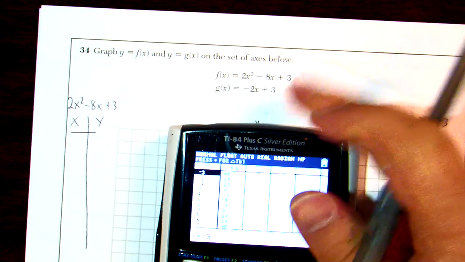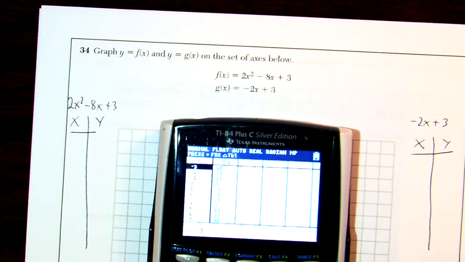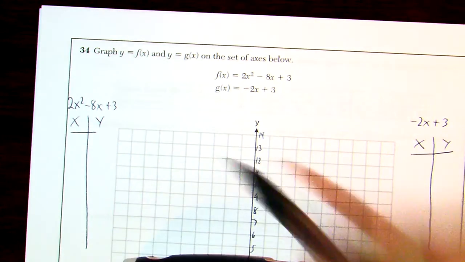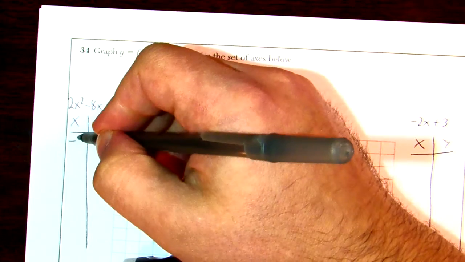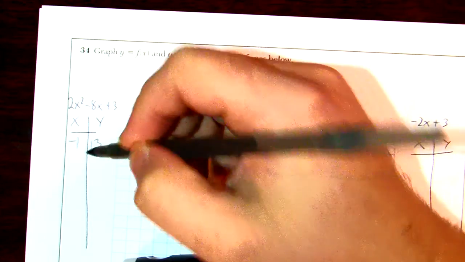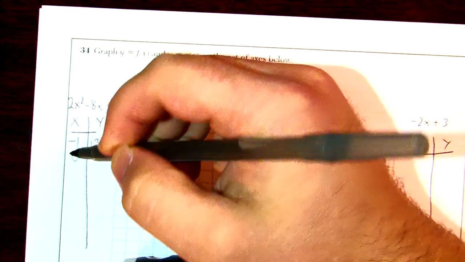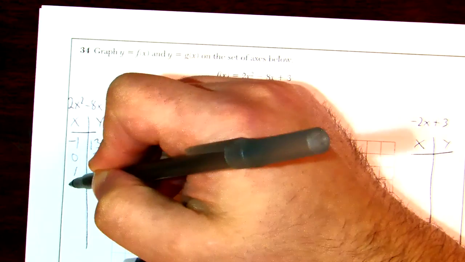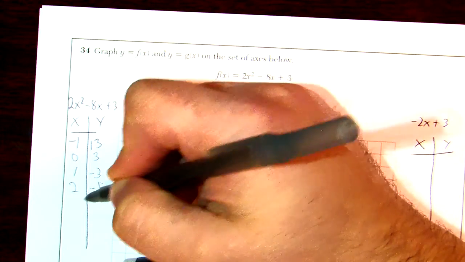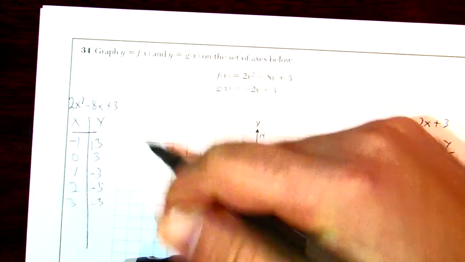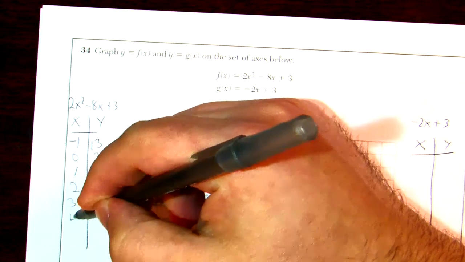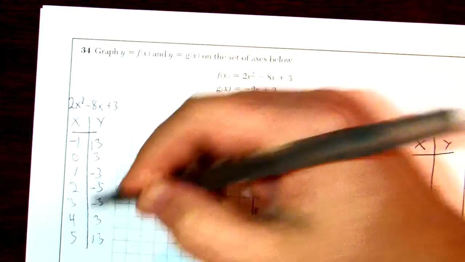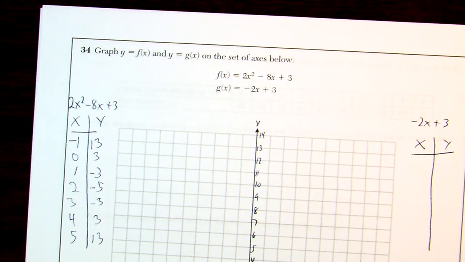And I want to make sure that I don't go above 14. So first one I'm looking at, negative 1, 13. So at negative 1, I'm in positive 13. 0, 3. 1, negative 3. 2, negative 5. 3, negative 3. 4, 3. And then 5, 13. So that's as far as I want to go with that one.